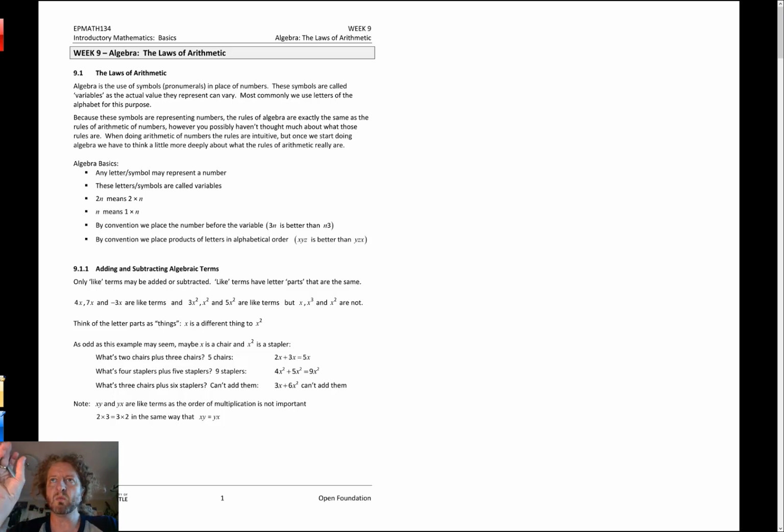So anyway, whenever we refer to variables, that's the letters, that's the pronumerals, it's the symbols. And mostly in algebra, yeah, it's letters. We're just going to mostly use A, B, C, X, Y, Z.